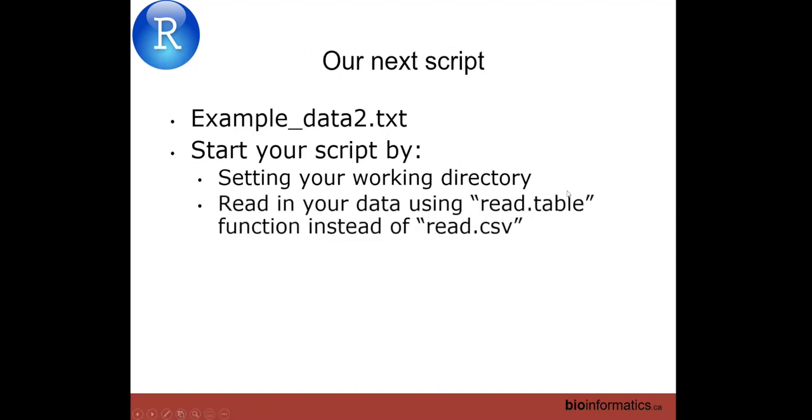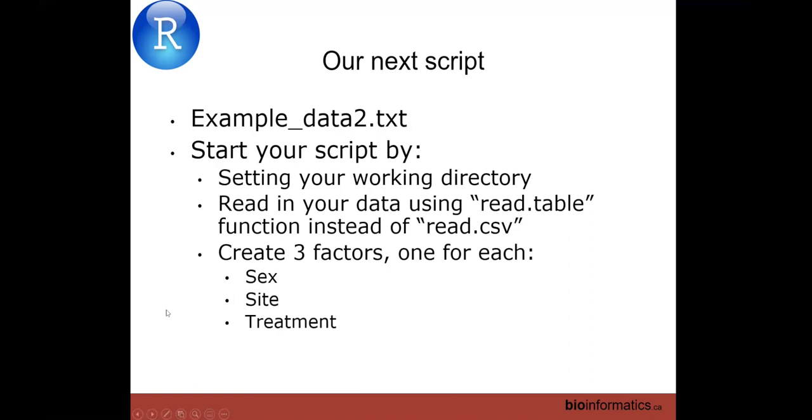Read in your data using read.table instead of read.csv. Everything else will be the same, but it's a new function. And you're gonna create 3 factors now, okay? So now we have more different groups. So you're gonna have a factor for your sex variable, a factor for your site variable, and a factor for your treatment variable. So these are 3 new variables you're creating in that data frame.